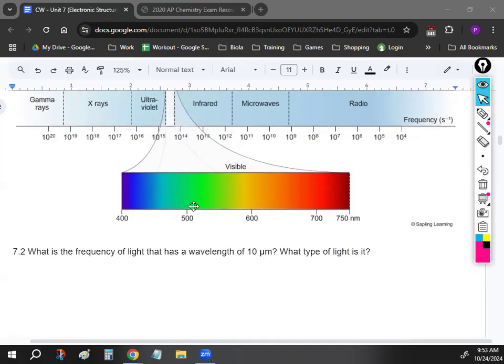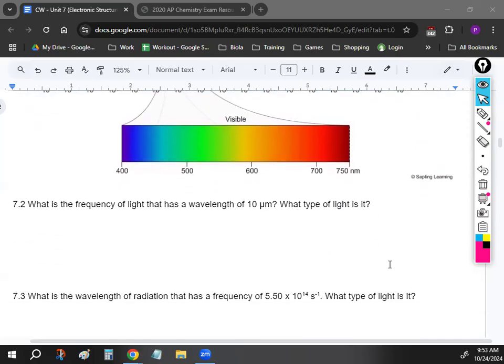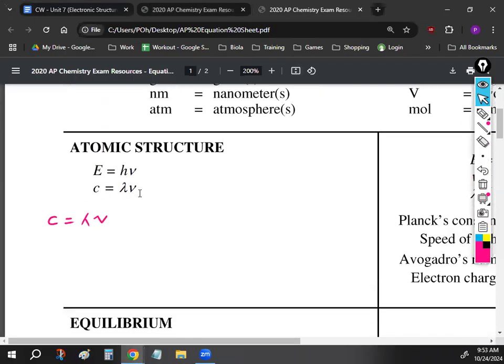All right, so we're going to try 7.2. What's the frequency of light that has a wavelength of 10 micrometers, and what type of light is it? In order to do this, we're going to be using the equation that we just had: c equals the wavelength times the frequency. Again, we get this from our AP equation sheet, and it's the second one. Sorry, I think I said first one. The second one right here.